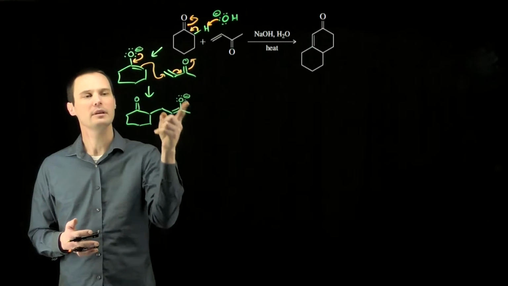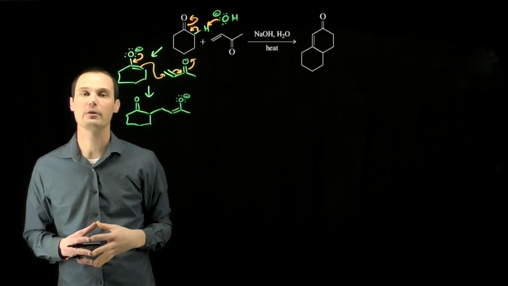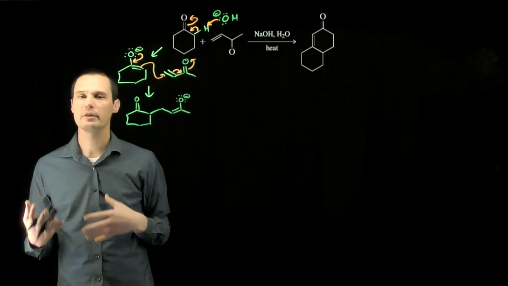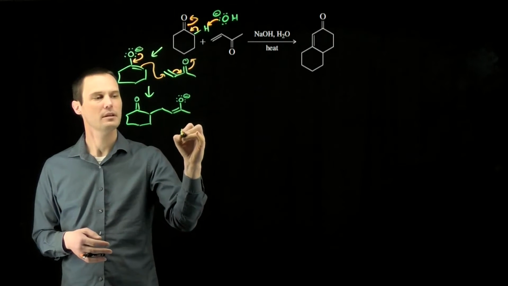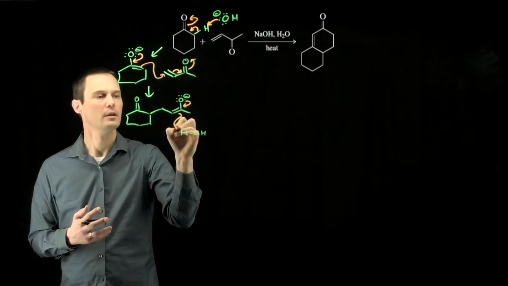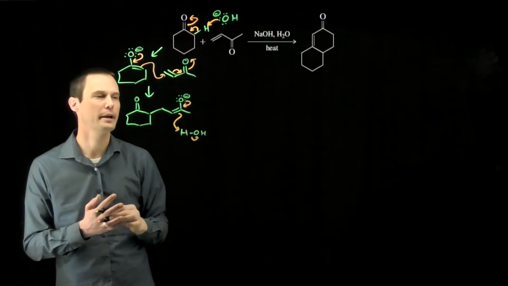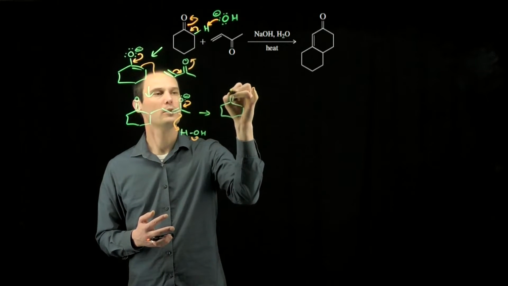Now, eventually, we need this enolate to swing back around and attack the original carbonyl, but we need the enolate to be on the other side of the oxygen. So we need to do a little bit of proton shuffling to get the enolate on the other side. So we'll take this enolate and we will protonate it with water to form a carbon-hydrogen bond and reform sodium hydroxide.